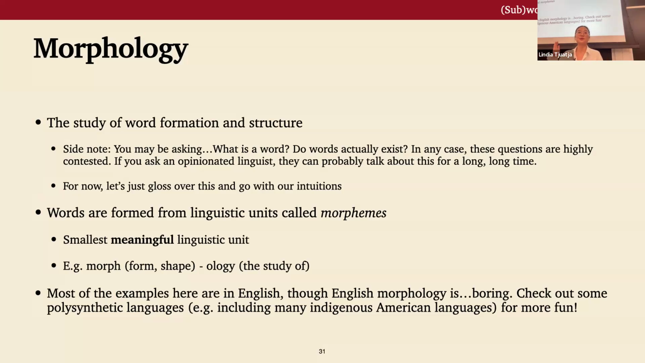But for now, we're going to forgo that debate and just go with our intuitions for what a word is. Words are formed from linguistic units called morphemes. Just like a phone was the smallest unit we would study in phonology, a morpheme is the smallest unit we study in morphology. These are the smallest meaningful linguistic units. So I can break the word morphology down into two morphemes: morph, which means form and shape, and ology, the study of.